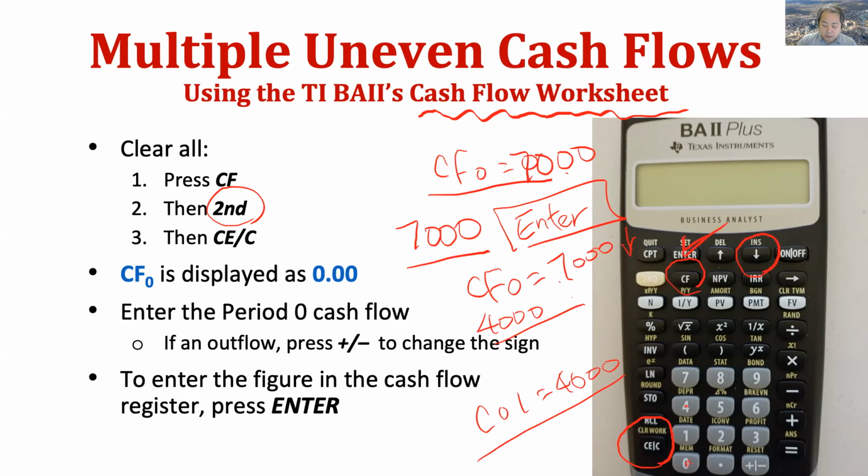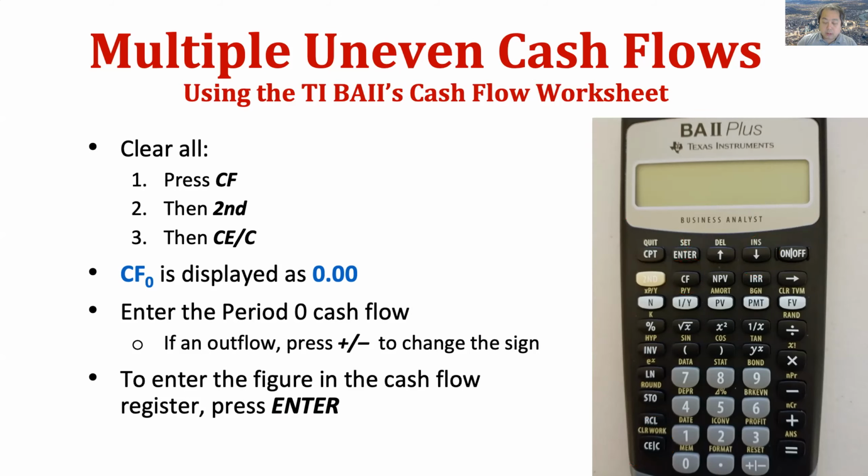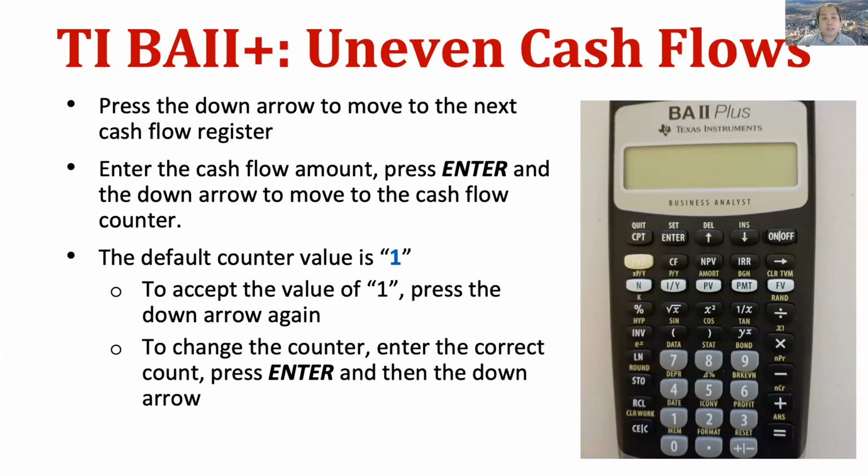And if you press down arrow, then you will see a little different key, the F key. So F01 equals 1. That's the default. This is the frequency function. The frequency means if you have the same cash flow for subsequent periods, then you can use this key.